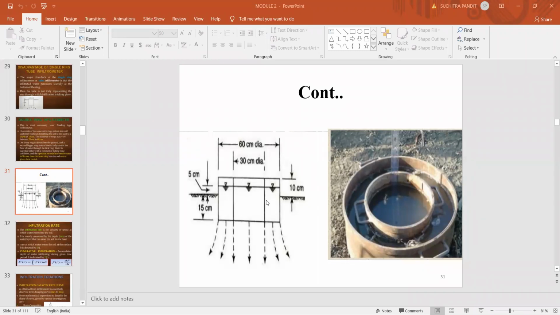Now the advantage of this double ring infiltrometer is that the external ring avoids the lateral movement of water, whereas in the single infiltrometer the water moves laterally below the bottom of the ring. So here is the main advantage of the double ring infiltrometer. Whatever water infiltrates through the soil surface moves downwards, so you will have a better result if you use the double ring infiltrometer.